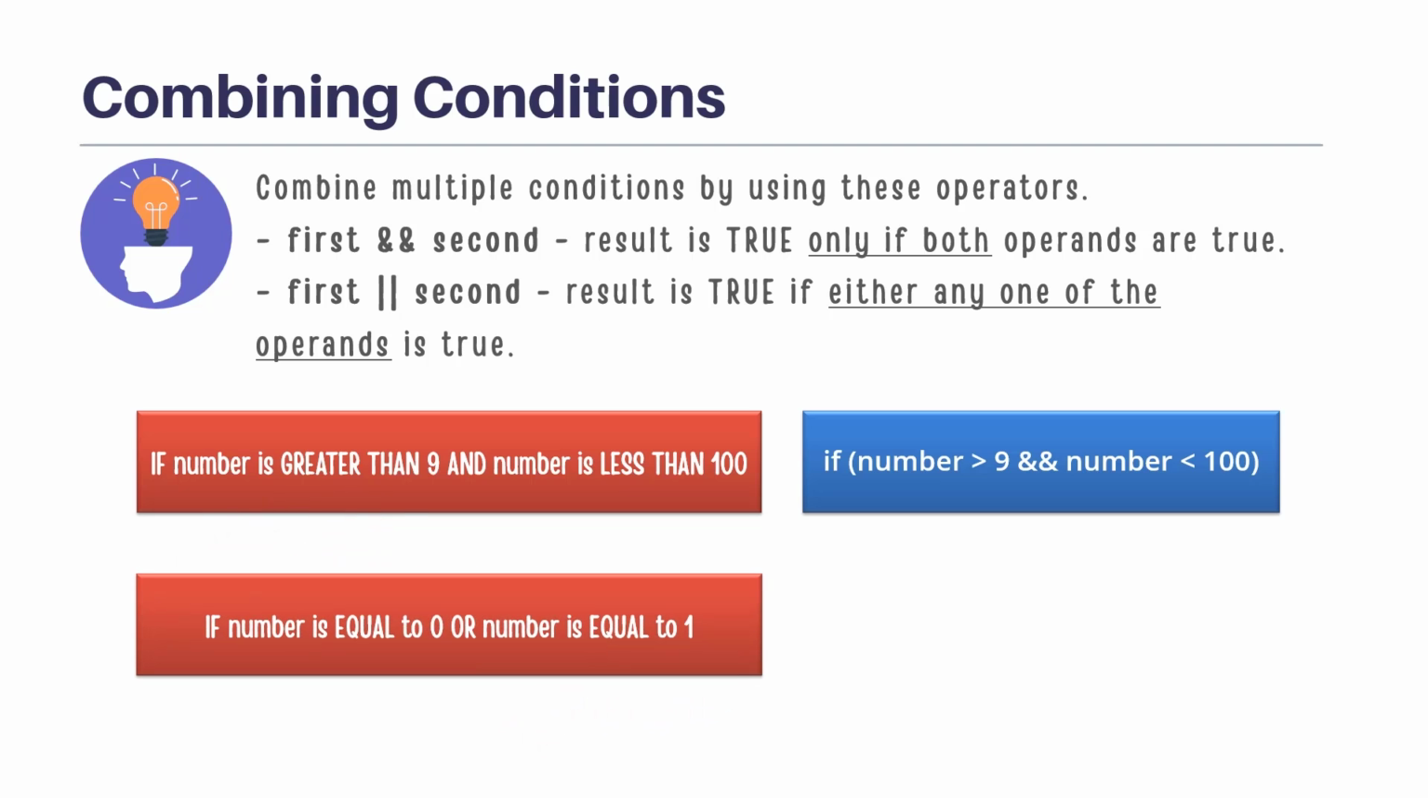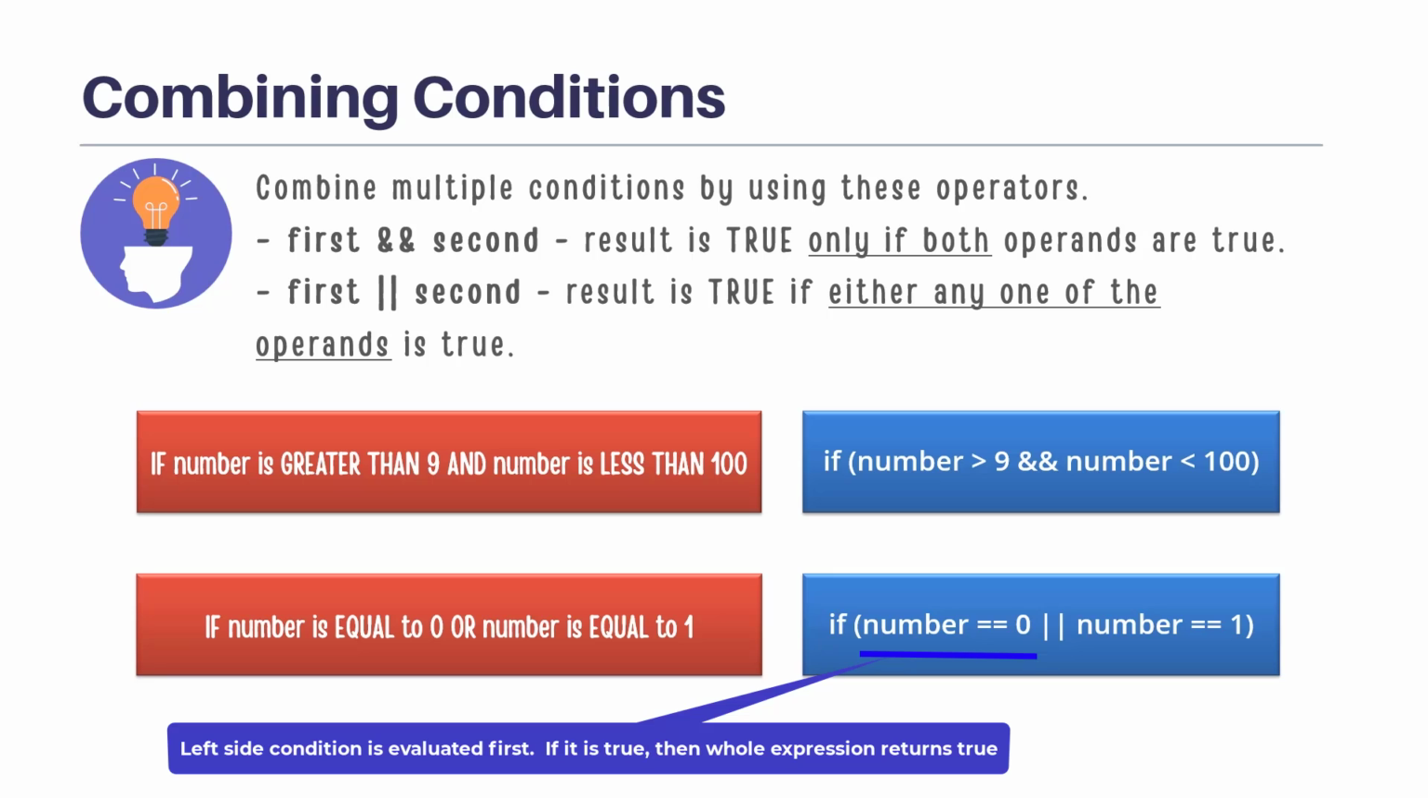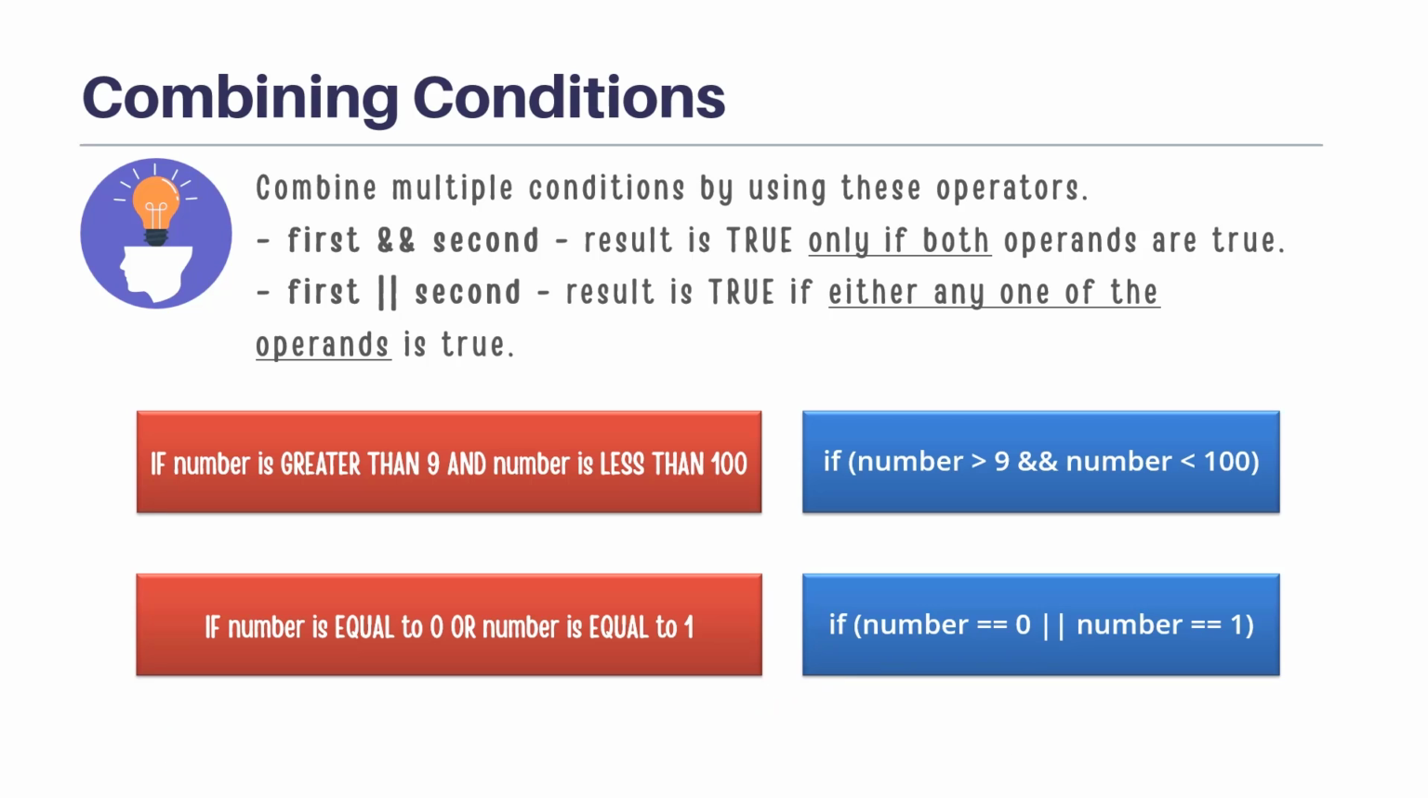The other operator is the conditional OR operator. It is represented by two vertical lines, sometimes also called double bars. If the conditional OR operator is used to combine the conditions, then the combined condition returns true if one of the two conditions is true. The conditional OR operator evaluates the left side condition first. If it is true, then the right side condition is not evaluated and the whole expression returns true. If the left side condition is false, then the right side is evaluated.